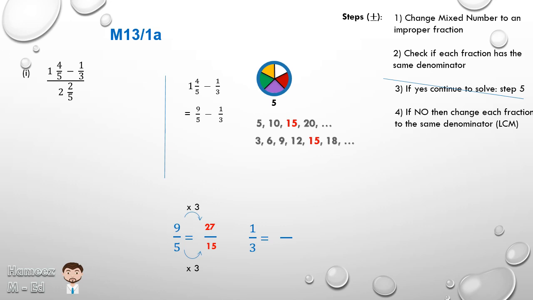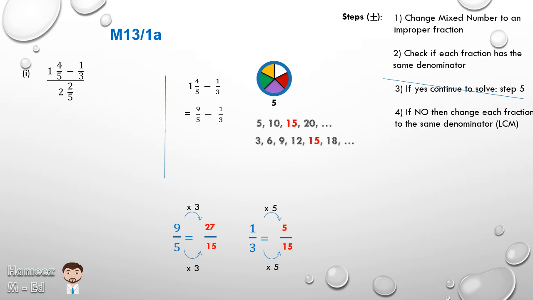Similarly, 1/3 is equal to something over 15. So 3 times what will give us 15? 3 times 5. So we multiply by 5 in the denominator, so we multiply on top in the numerator. 1 times 5 is 5. As such, 1/3 is equal to 5 over 15.